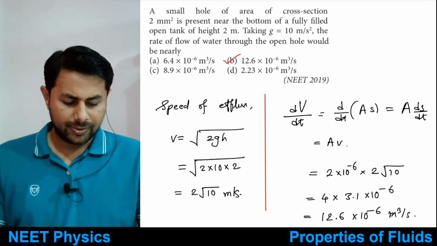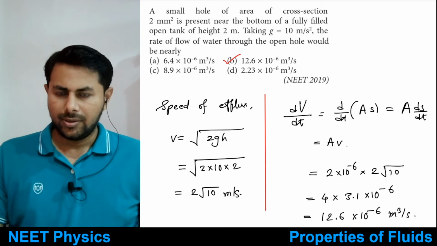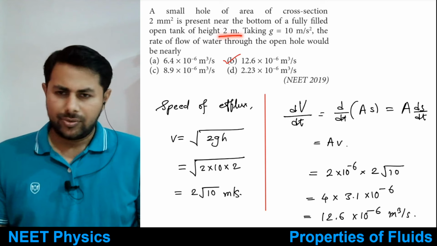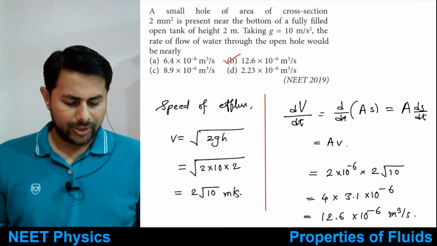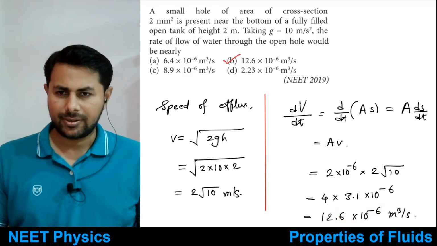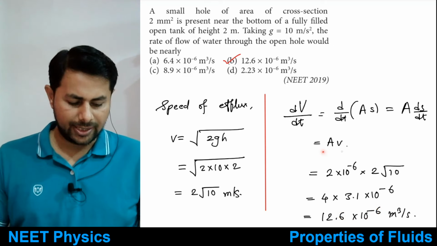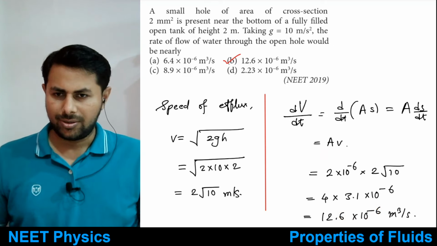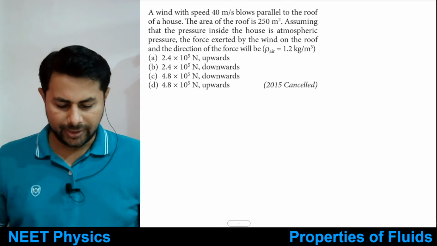Right. This thing is clear, everyone. So you just need to find out the speed of efflux, and then the volume coming out per unit time is given by just area times the velocity. The rate of flow of fluid is area times velocity. Okay. Let's see the next one.